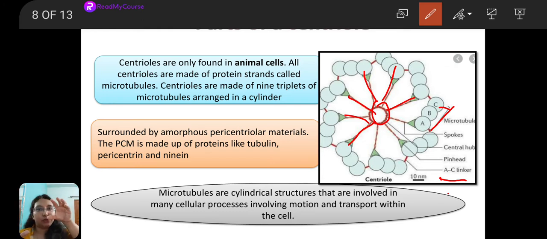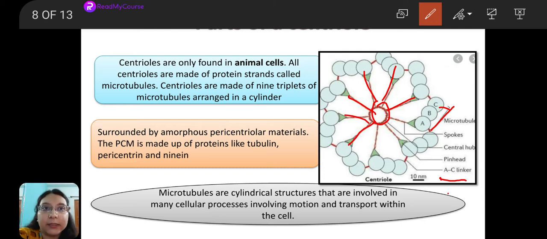So that is it. We have a central hub, we have radial spokes emerging from it. Then we have those triplets A, B, C. Those are the basic microtubular triplet structures, and those triplets are joined together by AC links. Okay. So centrioles are found only in animal cells. We already know that. They are made up of protein strands which are known as microtubules. We have studied that. Centrioles are made up of 9 triplets of microtubules arranged in the form of a cylinder.